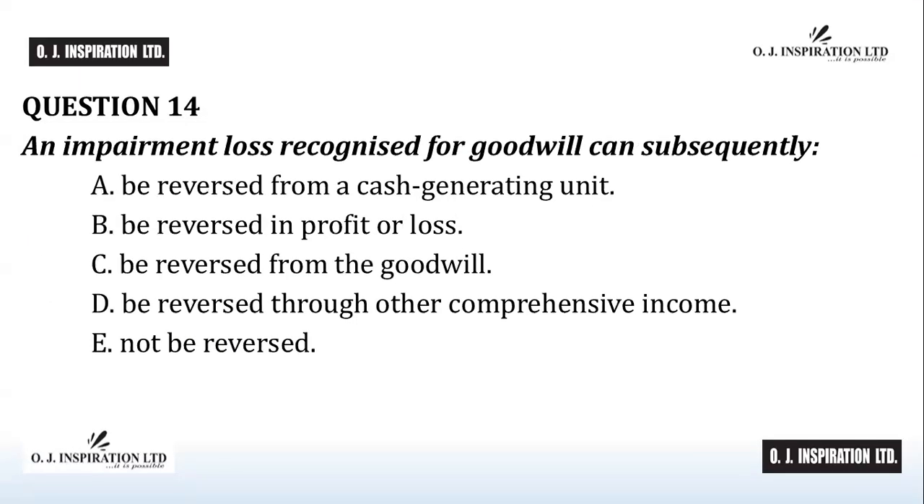Question number 14. An impairment loss recognized for goodwill can subsequently A. Be reversed from a cash generating unit. B. Be reversed in profit or loss. C. Be reversed from the goodwill. D. Be reversed through other comprehensive income. E. Not be reversed. Time counts. 10 seconds gone. 20 seconds gone. Time up.